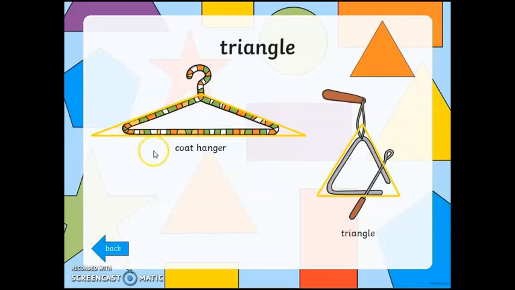Our last shape, we have triangle. We are well familiar with this coat hanger. As you can see, I have drawn the line outside this hanger. It is triangle in shape, same as this triangle bell. I hope you have enjoyed your activity and you get familiar that in everyday real life we have so many objects which are same as these 2D shapes. Thank you.